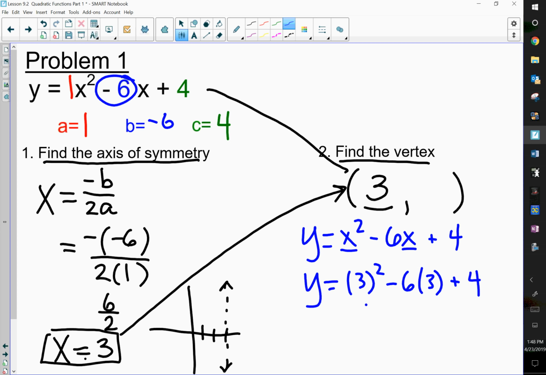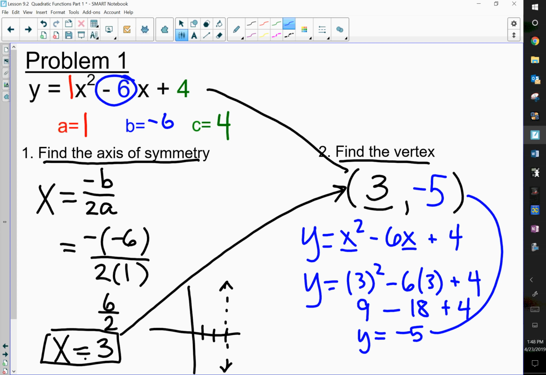3 squared is 9, minus 6 times 3 is 18, plus 4. 9 minus 18 is negative 9. Negative 9 plus 4 is negative 5. So y equals negative 5 is the y coordinate. That's the vertex. And that's pretty much it.